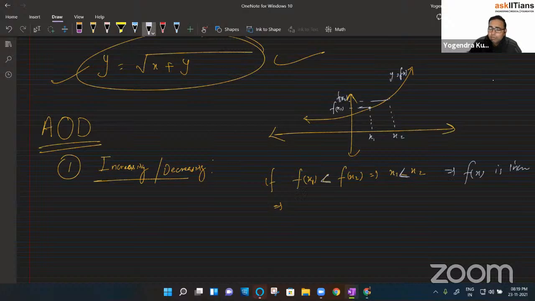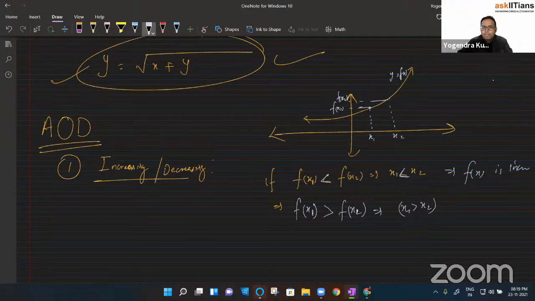But if it is opposite, one more thing, should I write it down? f of x1 is greater than f of x2, this implies x1 is greater than x2. Now what is it? f of x1 is greater than f of x2 and x1 is greater than x2. Is it decreasing right now? It is still increasing. Don't get confused.